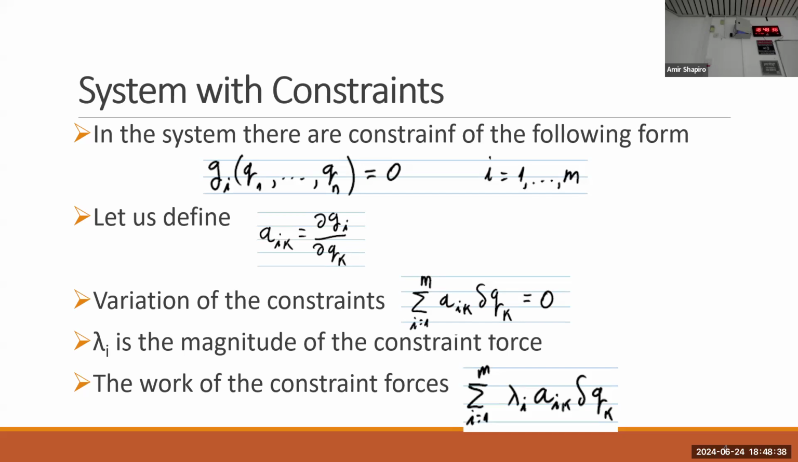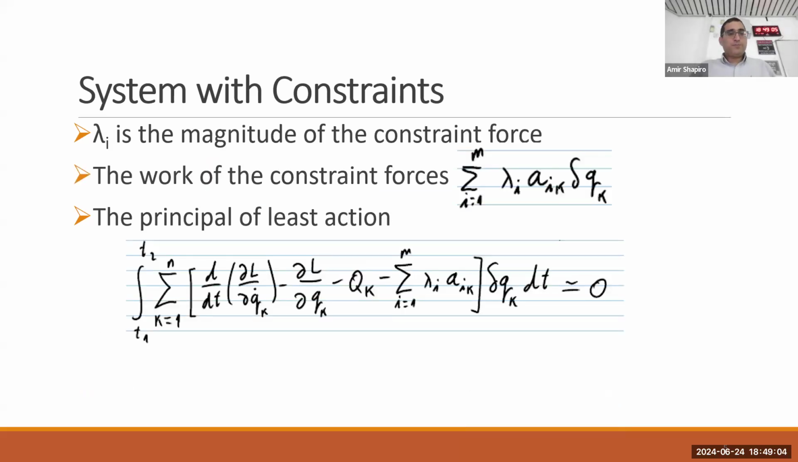So this is the work of the constraint when I'm doing a variation of the movement, a_i delta q, where a_i is dg over dq times delta q. This is the variation, and this must also be zero in equilibrium, but not here. So lambda_i is the magnitude of the constraint force. The work of the constraint forces is this. And if we recall how we developed the Lagrange equation, we got this times delta q and the integral of this. This is the action. And the derivative of the action must be zero because we have the principle of least action. And the action actually is the integral of the work.